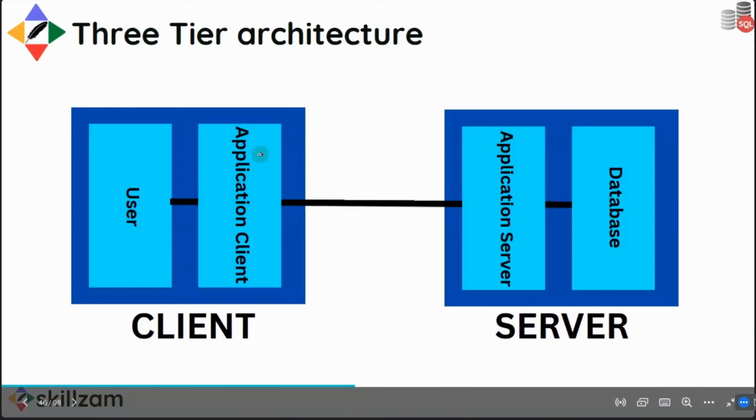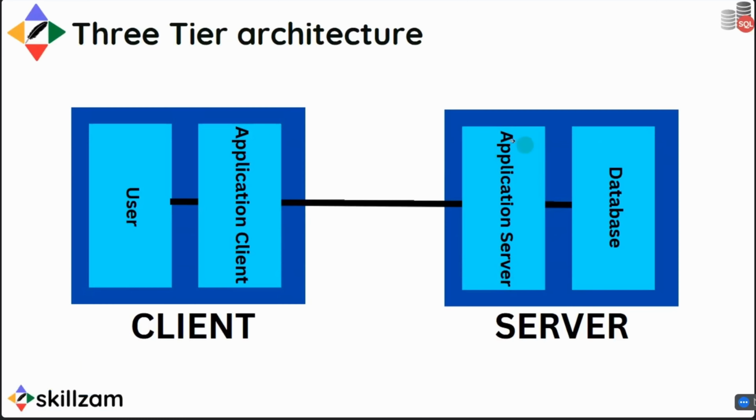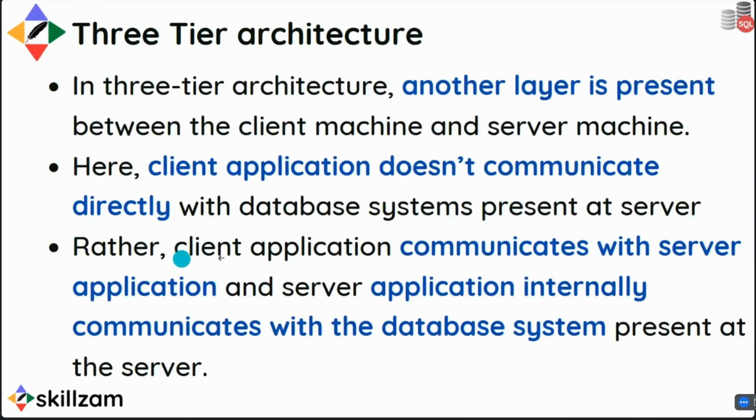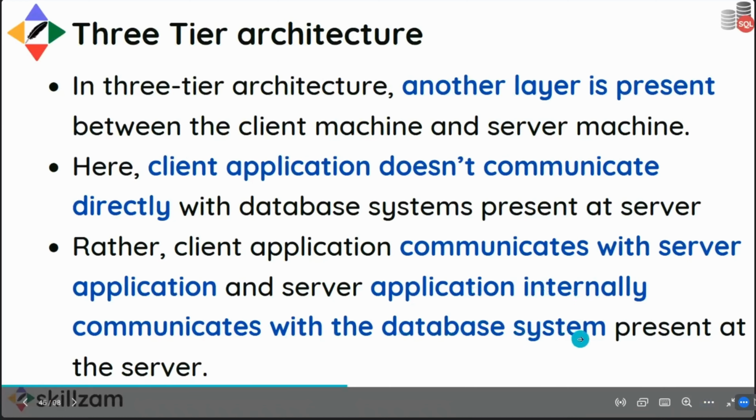There is also something called an application server. So there is a user, and there is an application client. The application client will interact with the application server, and this application server in turn will interact with the database. This is one extra layer that happens in the three-tier architecture. So rather than the client application communicating directly with the server application, the server application internally communicates with the database. That is what will happen.